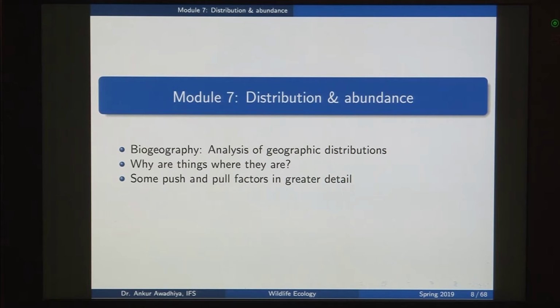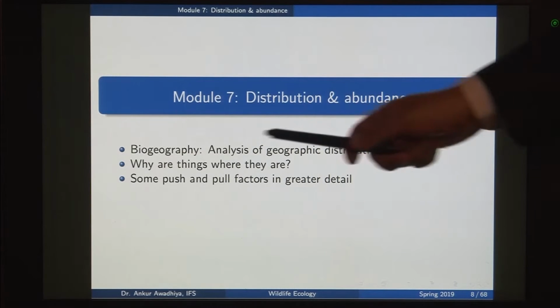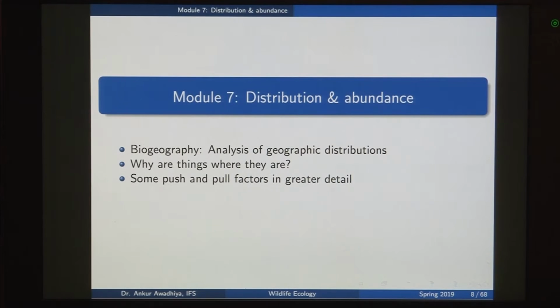The first one is biogeography, which is the analysis of geographic distributions. Biogeography is the field of ecology that asks why things are where they are, and we will look at this topic in more detail in the second lecture. Here we will ask, if a species is found in a certain area, why is that species only found in that area? What is constraining the range of that species? Why is it not found anywhere else?